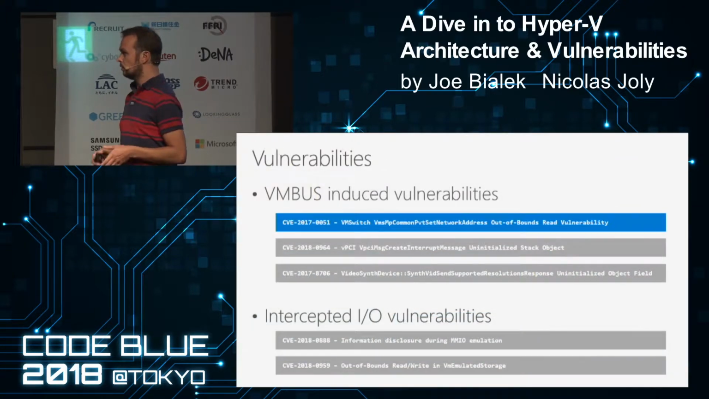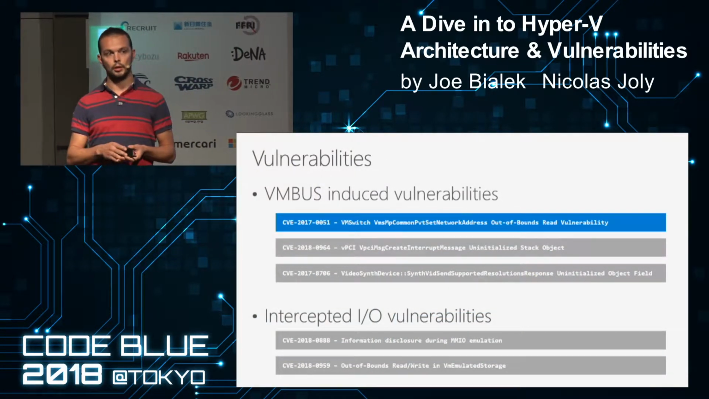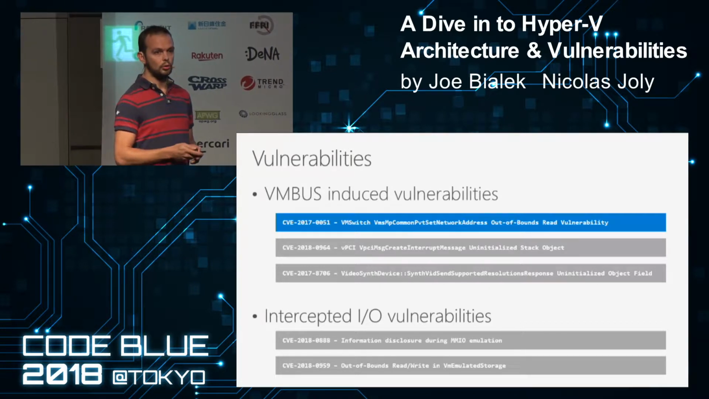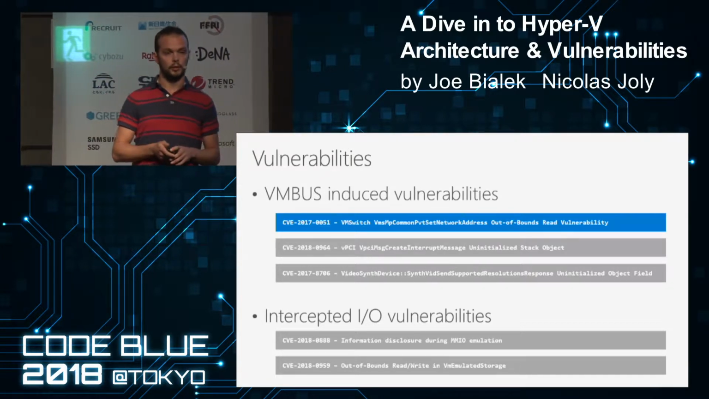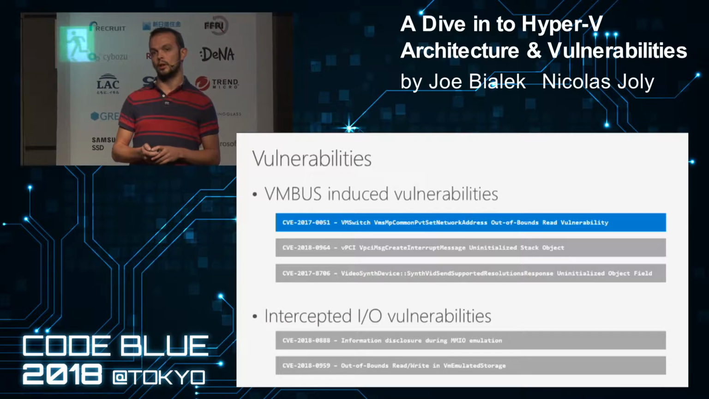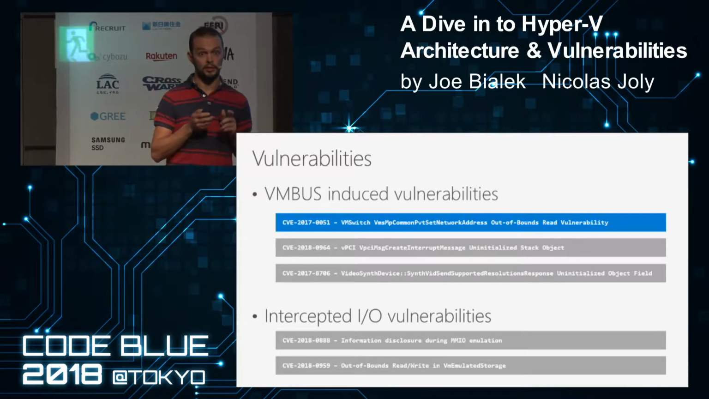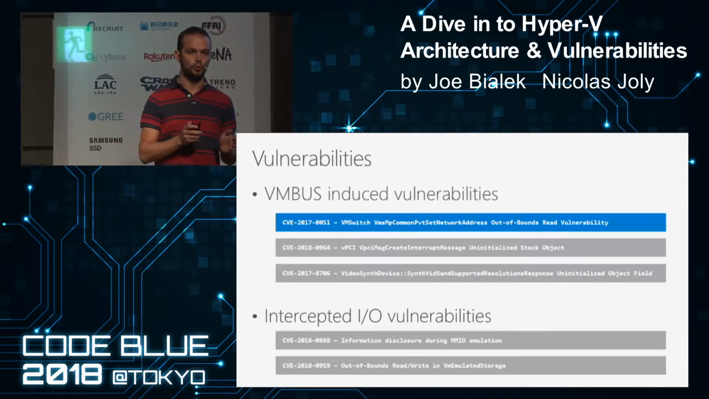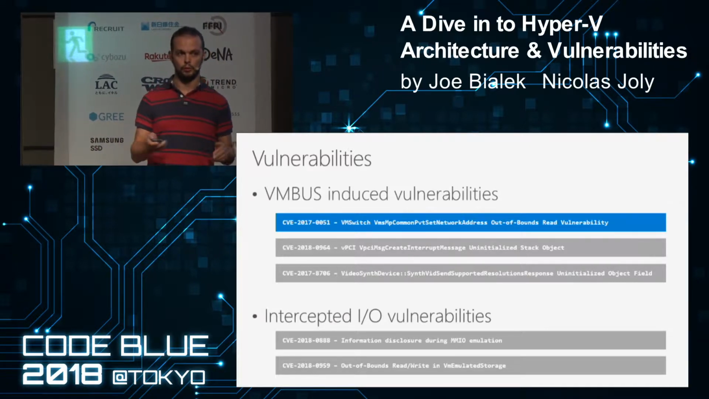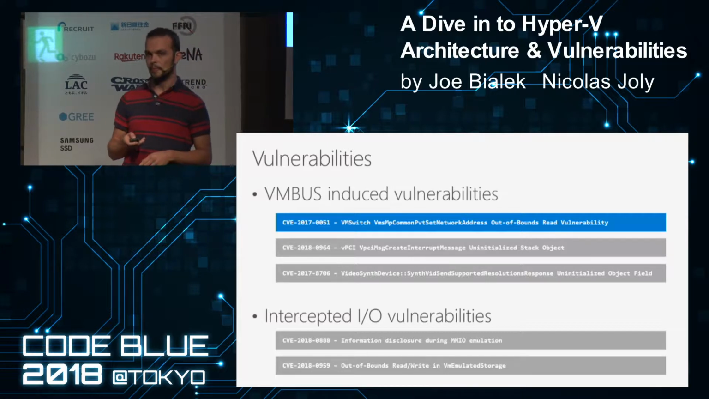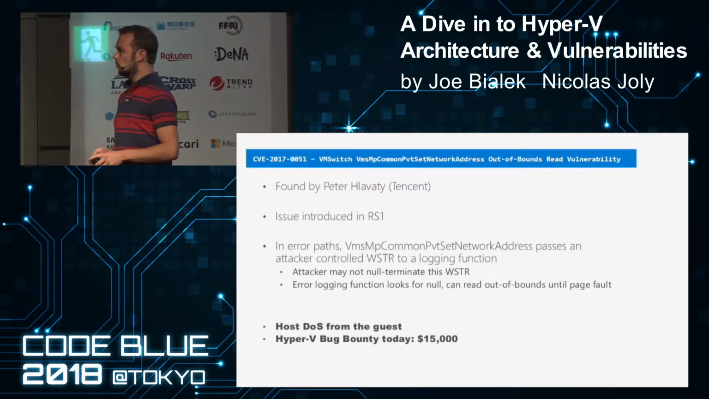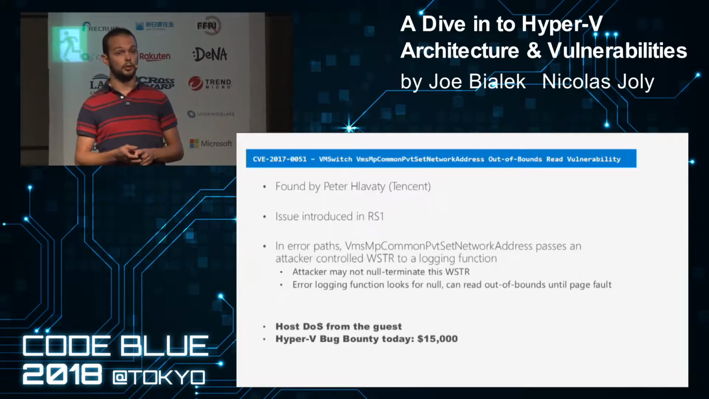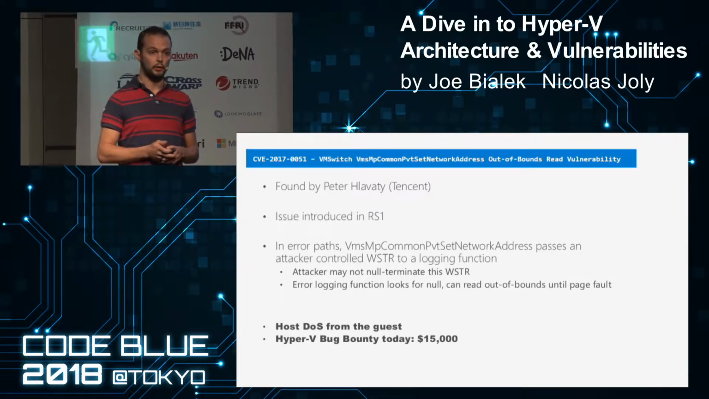So I'll start with 1 bug affecting VM switch. What's VM switch? Joe quickly talked about it in the architecture. This is the component that provides network connectivity to the VM. It's a huge component, so go have a look, try to reverse it. The first bug was reported to us a while ago by somebody named Peter Alvarti, working for Tencent.